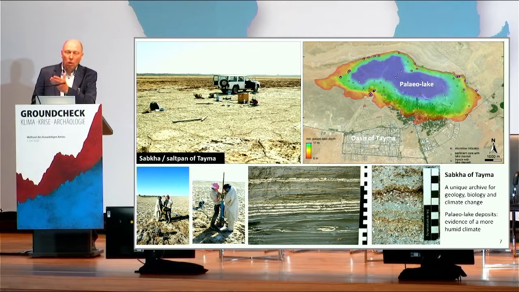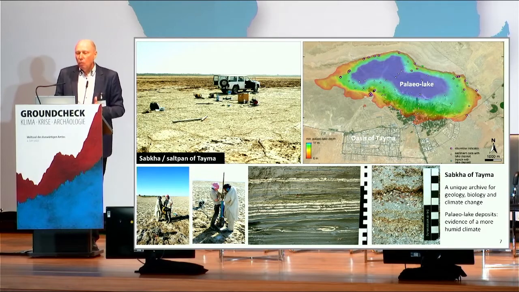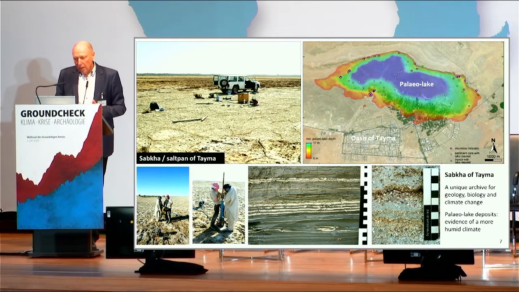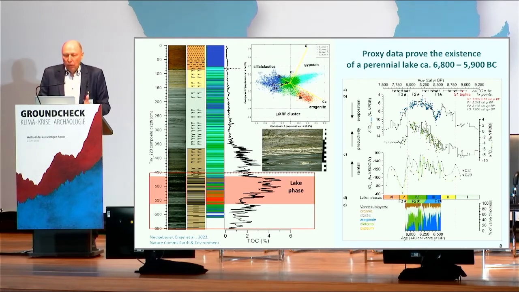So we heard already a little bit about the Green Sahara. So this was actually a phase when we had a lake. Definitely climate was totally different at that time. And we have different proxies. The article is just published, Neugebauer et al. Some of the co-authors are also in the audience.